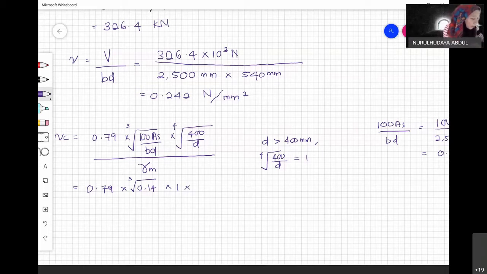Okay, and then darab with, because of ada additional sikit kat sini sebab kita punya FCU is not 25. Okay, FCU kita adalah 35. So kita ada tambahan sikit formula kat sini. Punca kuasa 3, FCU adalah 35 bahagi dengan 25, because our FCU is not 25. And then gamma M is 1.6.